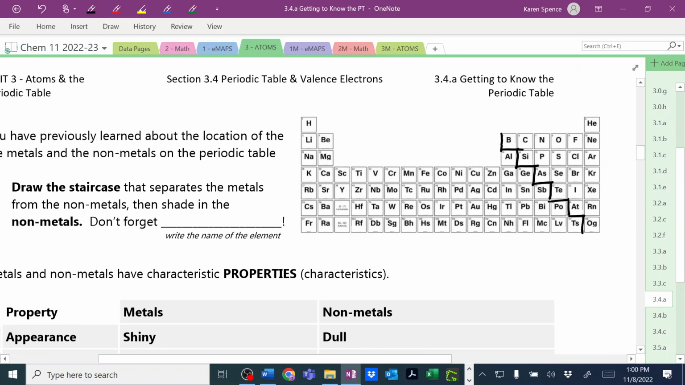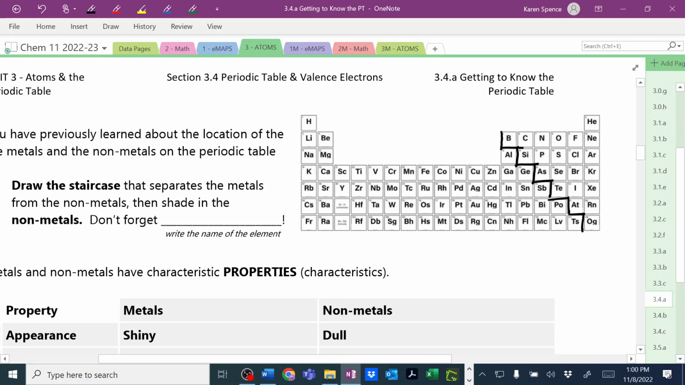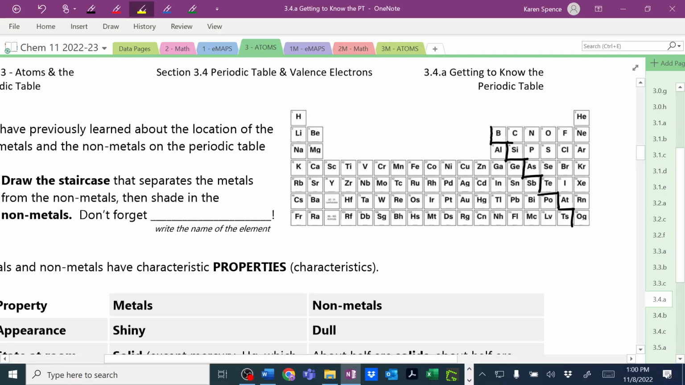And now we're going to shade the nonmetals. Am I finished shading the nonmetals? No, what have I forgotten? Hydrogen, very good. Don't forget hydrogen.